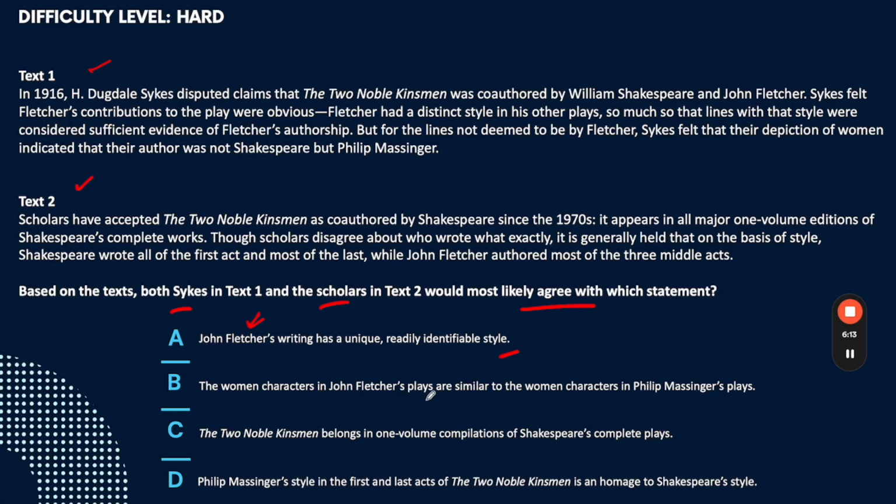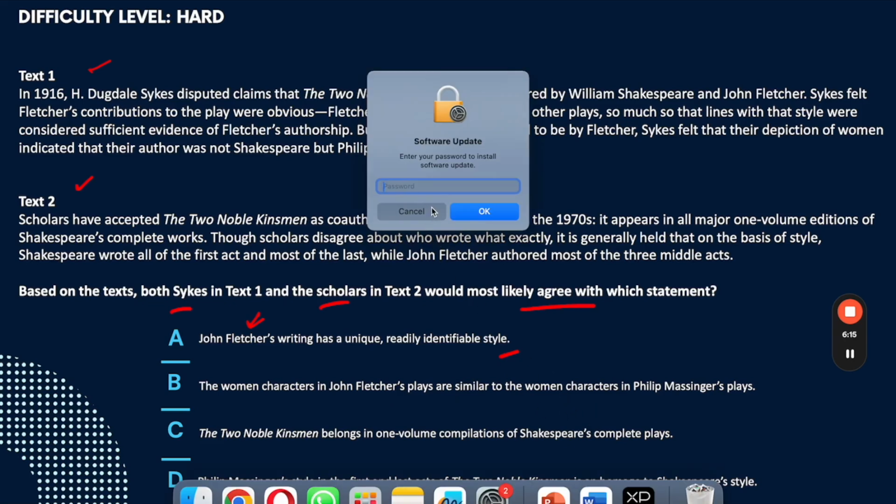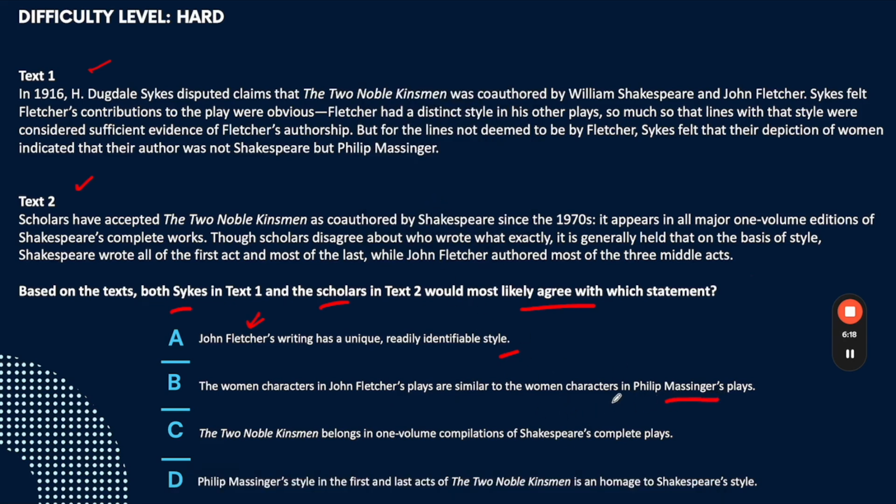The women characters in John Fletcher's plays are similar to the women characters in Philip Messenger's play. Now remember, this women discussion was given only in text 1, right here. The depiction of women. That's only been given in text 1 and not in text 2. So text 1, yes. Text 2, no. And because of this reason, I'm going to eliminate B. So any option that I pick up, like I said, has to be a part of both the texts and not just one of the texts, because both of them, Sykes and scholars, have to agree with it, right? So because this women bit is not being talked about in text 2, I'm going to eliminate this option, right?